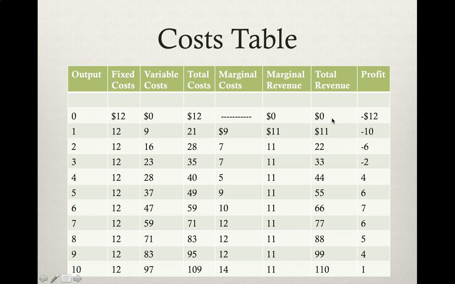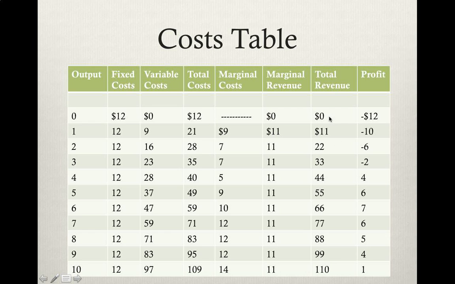Our total revenue is calculated by taking how many we sell and multiplying that times our marginal revenue, or the selling price. So 1 times 11 is 11. When we sell 2, our total revenue is 22, 2 times 11. When we sell 3, our total revenue is 3 times 11, 33, and then all the way down. 10 times 11 is 110. Then to calculate our profits, we're going to take our total revenue, how much we're bringing in, and subtract our total costs.